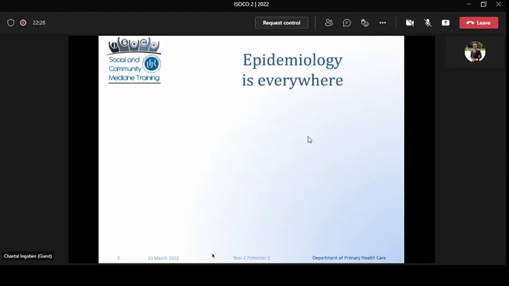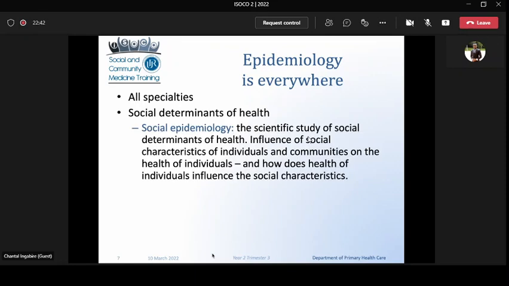And if we look at the definition, now you can see that epidemiology is everywhere. You can find epidemiology in different specialties. When we talk about epidemiology, we can refer to the social determinants of health. And here we are also looking at the definition of social epidemiology, which is the scientific study of the social determinants of health, but also the influence of those social characteristics of individuals in the communities at large on the health of individuals, but also how the health of those individuals influences those social characteristics.